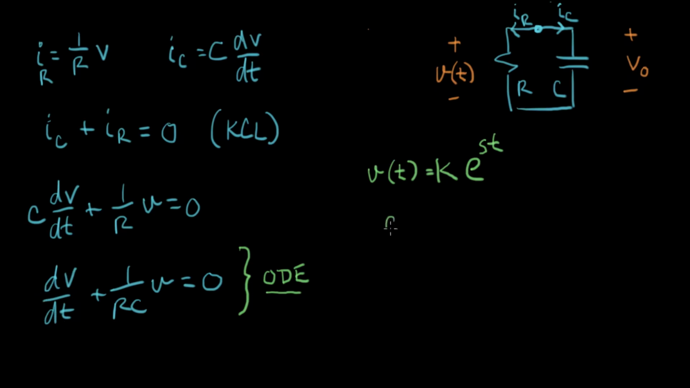So let's take a derivative here. dV dt equals d dt of k e to the st, and that equals k, and the s comes down, and e to the st remains. So we just took the derivative of our proposed solution. And now we're going to plug it into the equation and see what happens.